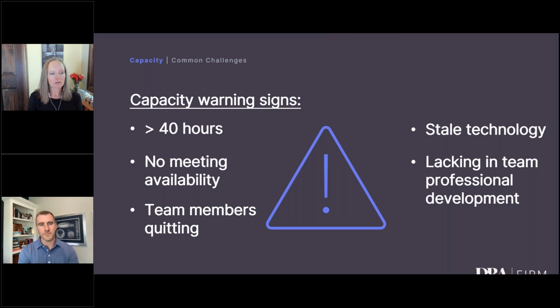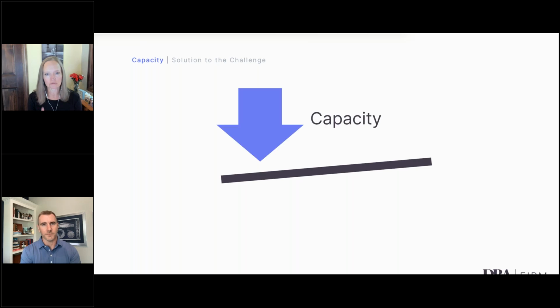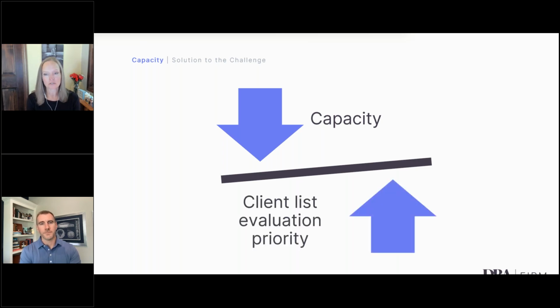Okay, so let's jump a little bit further then. Ultimately, as we think about capacity issues inside of our firms, as our capacity starts to diminish, it decreases the availability that we have. Our client list can only be so big, right? We only have so much room there. And so the way that we mitigate capacity decreasing is to put higher priority on a client list evaluation.